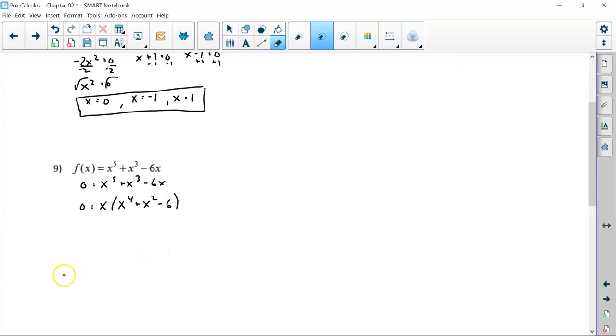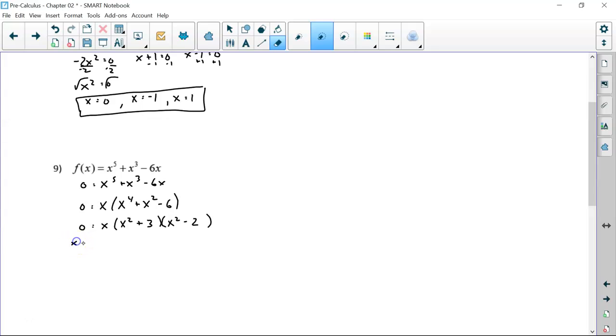This is a polynomial in quadratic form. So it's x, and we can factor this just like we would factor something with x squared. The square root of x to the 4th would be x squared here and x squared here, the same degree as that middle term. And now the numbers that multiply to -6 and add to 1 are +3 and -2. That's as factored as we can get.